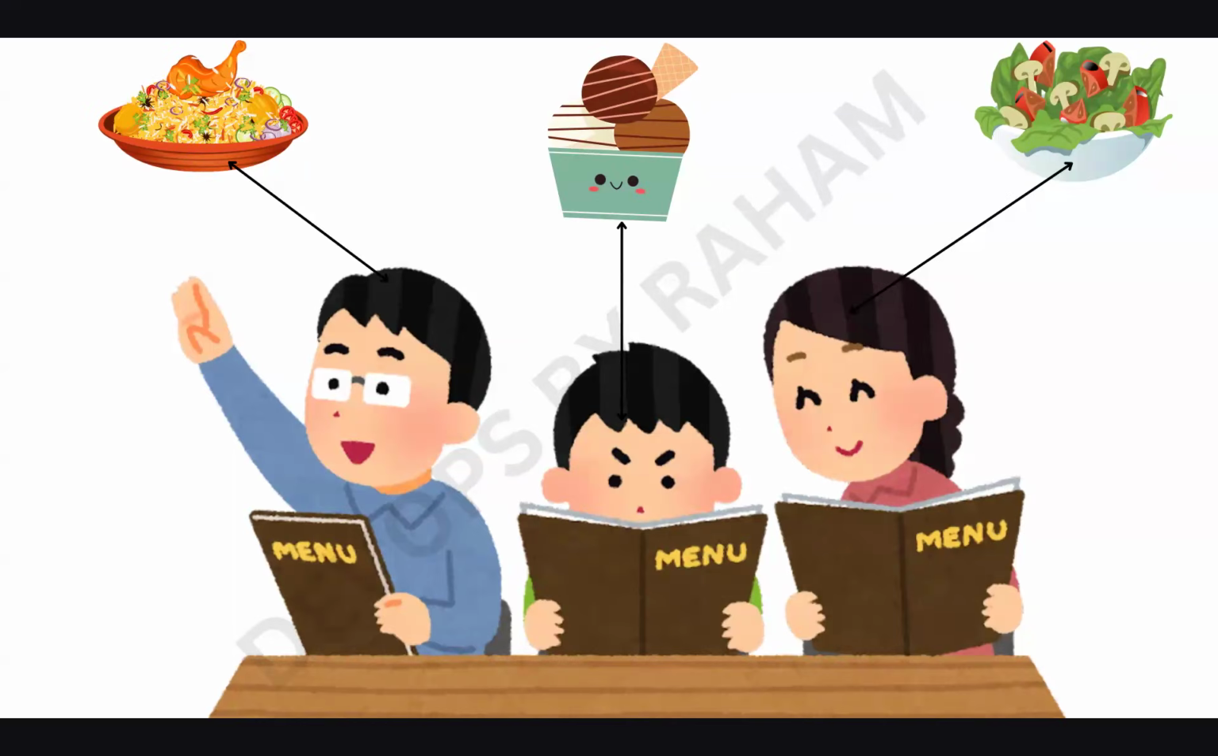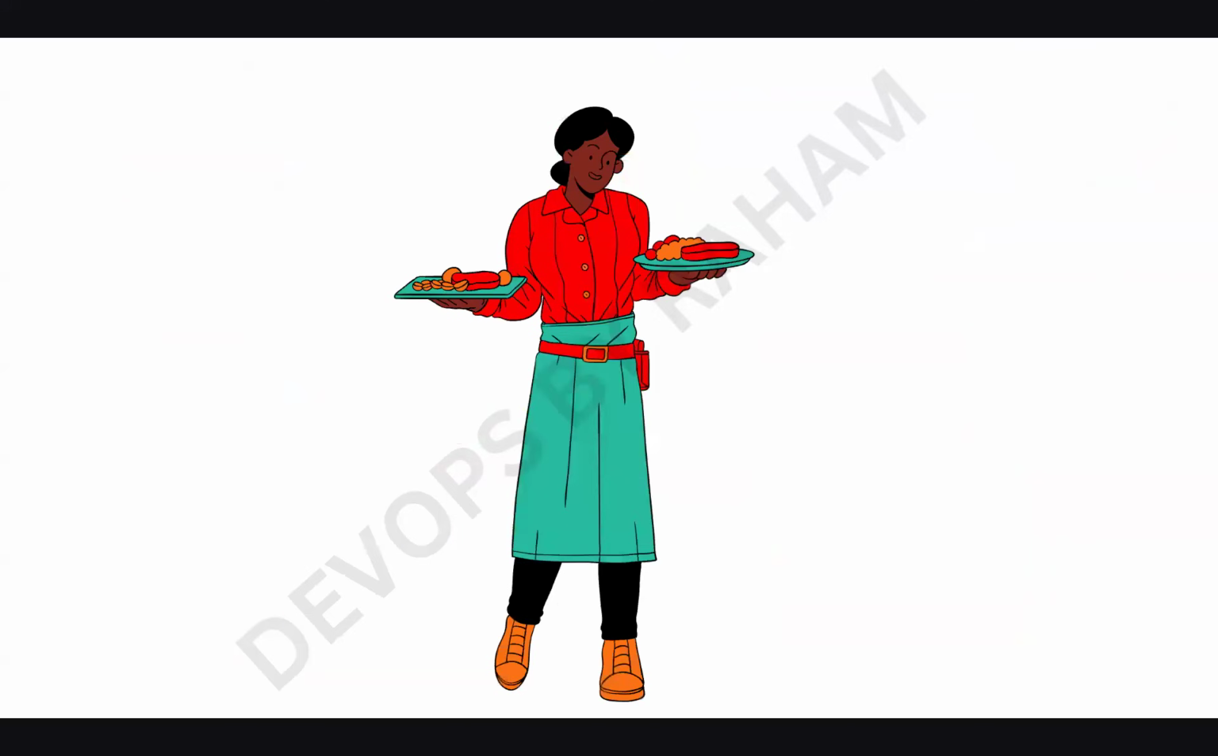Now I'll ask you one question. As per the diagram, how many people are there here totally? 3 people. Am I correct? What is the requirement of person number 1? Biryani. Person number 2? Ice cream. Person number 3? Salad. So even though the requirement of each and every person is different, ultimately the server is serving all of the requirements, right?